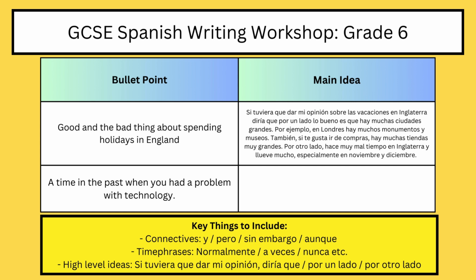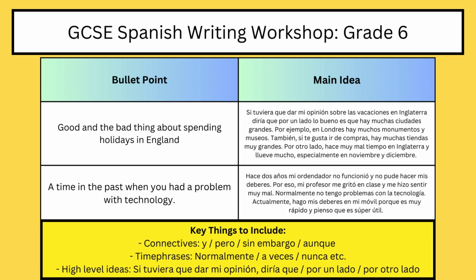That would satisfy that bullet point there. We have got the instance of the high-level phrase in there. If I had to give my opinion about holidays in England, I would say that on the one hand, the good thing is, dot, dot, dot. Then we go a bit later on and we've got on the other hand. So by presenting an argument like this, you have a balanced response that satisfies the two parts of the bullet point. And then the next one is a time in the past when you had a problem with technology.